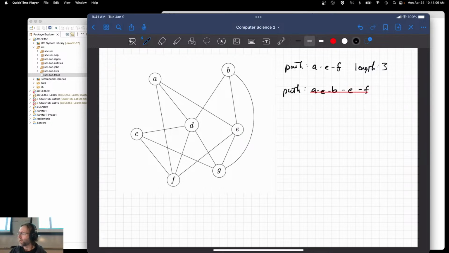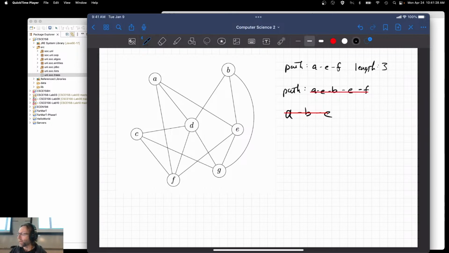What about another path here? What about A to B to E? Now, is that a valid path? Can I go from A immediately over to B? No. If that edge were there, then I could do that, but this is not a valid path either, right? Because one of those edges is not there, okay?